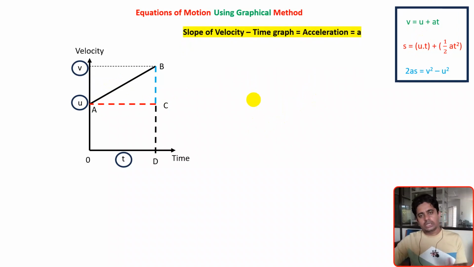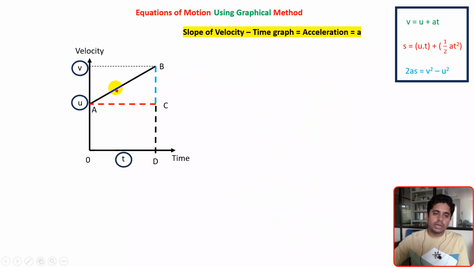Now we know that in the distance time graph, the slope of the line gives us the velocity, and in the velocity time graph, the slope of the line gives us the magnitude of acceleration. And the third thing is, in the velocity time graph, the area under the line gives us the magnitude of the displacement. These are the three thumb rules, the basic outcomes we know from the distance time graph and velocity time graph. Same logic we will follow here.